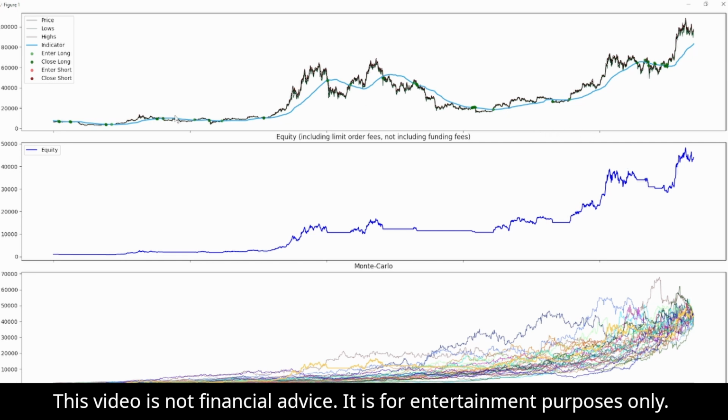You can count the number of green dots here on the top chart. In the blue line, the middle chart is in fact the capital, the equity curve. So it starts at $1,000 and it ends here at about $42,000 after about a 7-year-long backtest period. So the backtest starts here in 2017 or so.